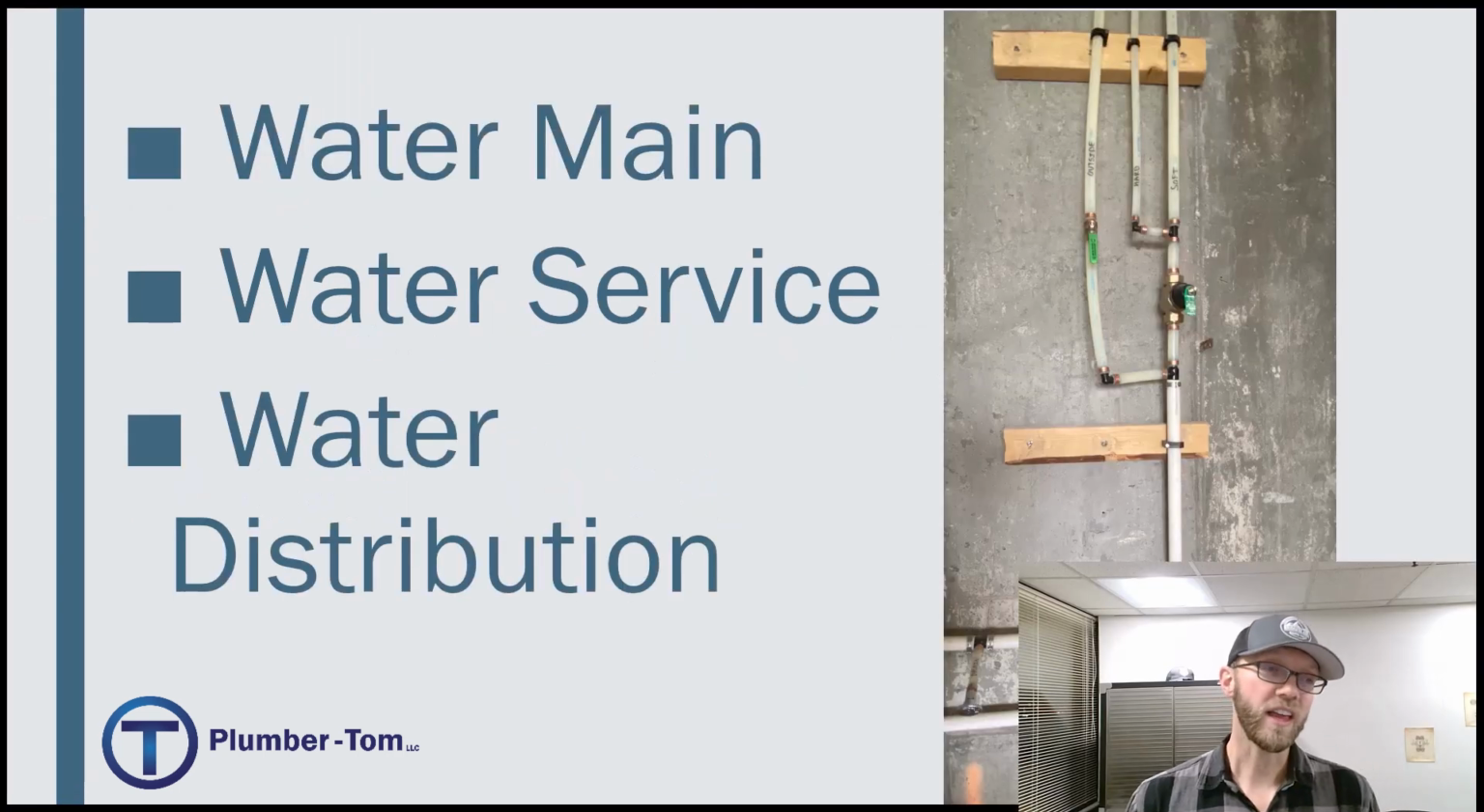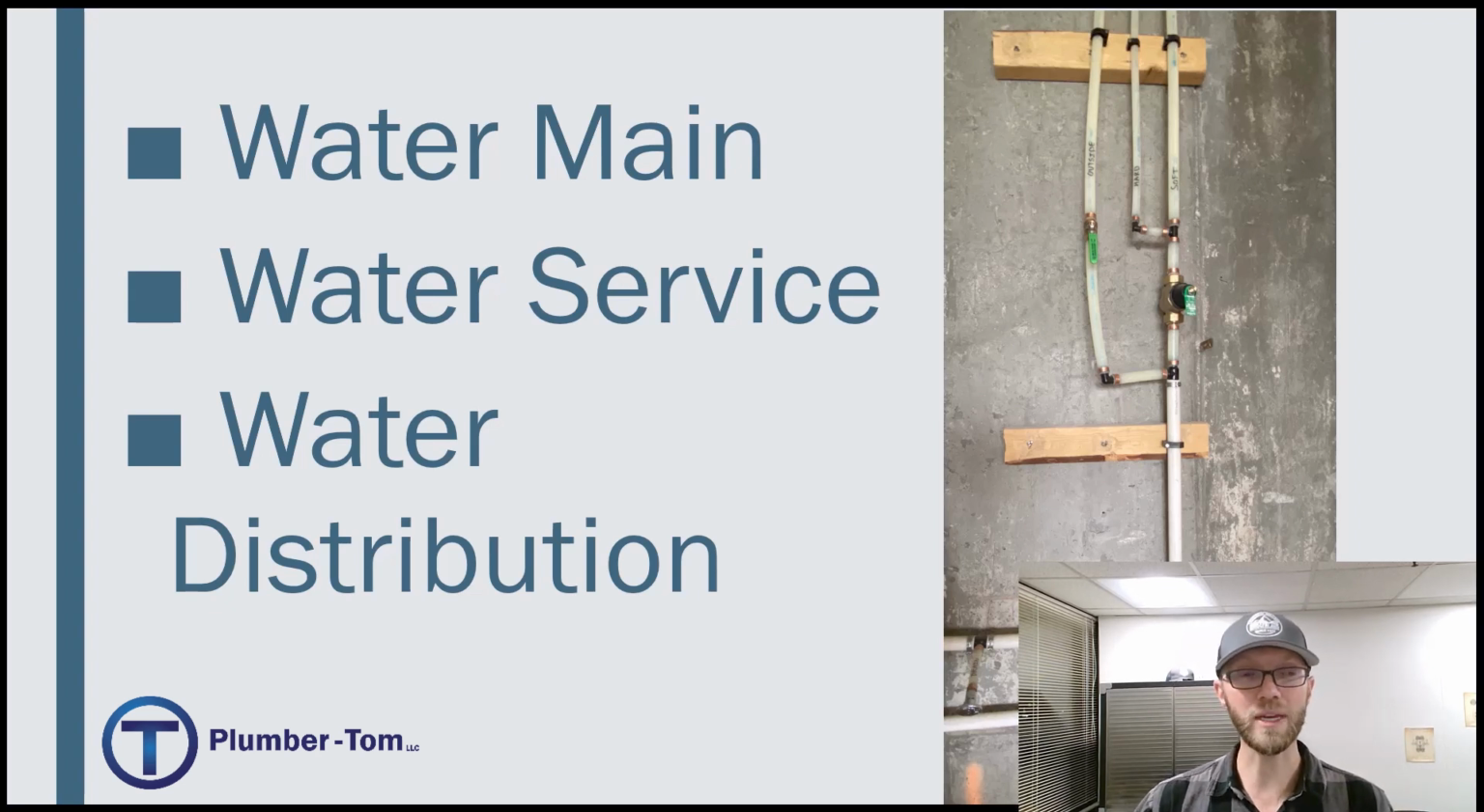Let's talk about water lines for a minute. What is the difference between a water main, a water service, and a water distribution pipe? Well, the water main is the one that's out in the street. It's the city's pipe. It's the main one that gives us all the water. The water service pipe is the pipe that connects from the city and brings it into the building.